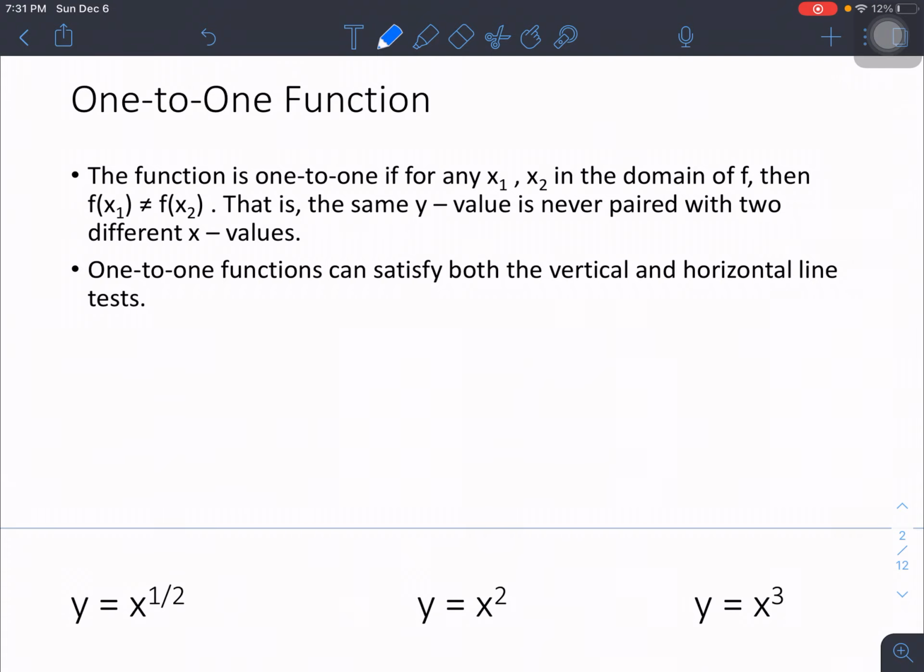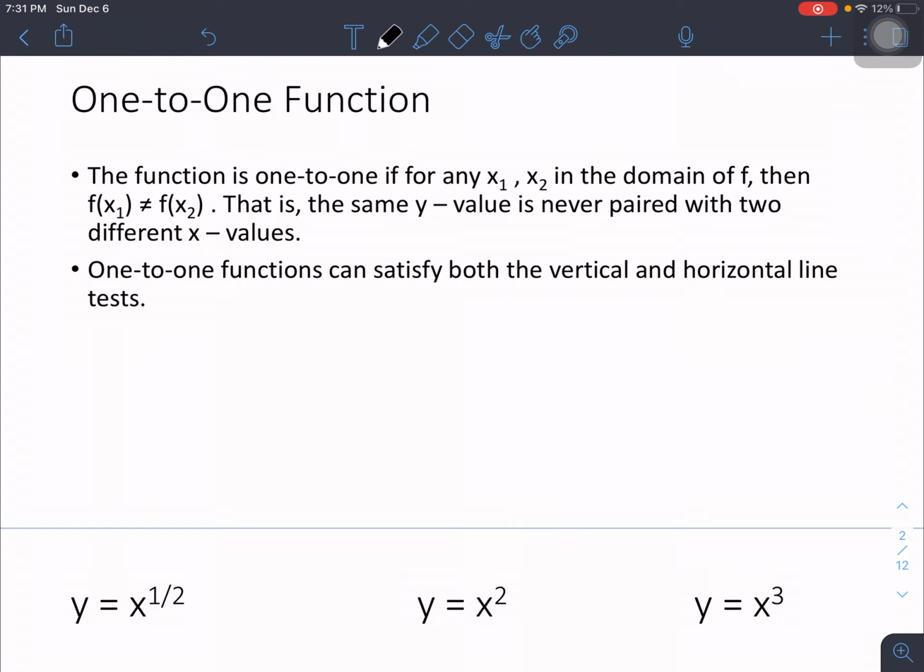So in this lesson, we will discuss how to identify if a given expression is a one-to-one function. We already defined one-to-one function. A one-to-one function is one wherein for every unique value of x, there is a unique value of y.